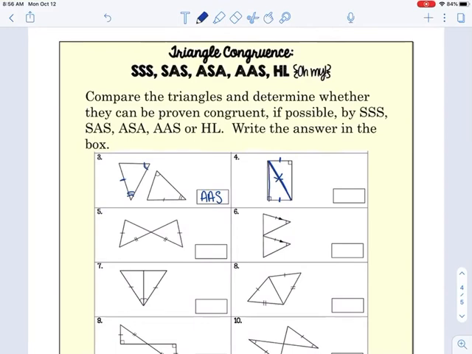And now if I look at my blue triangle, and Scout, shh, no whining.